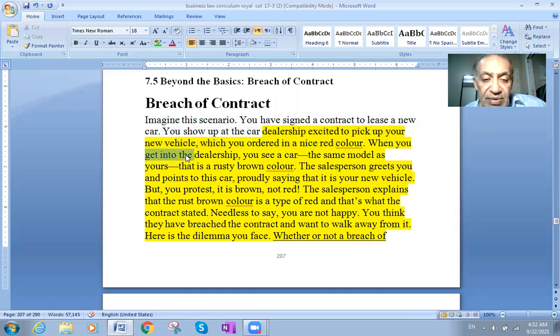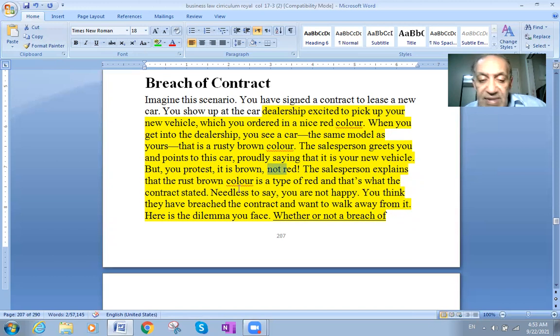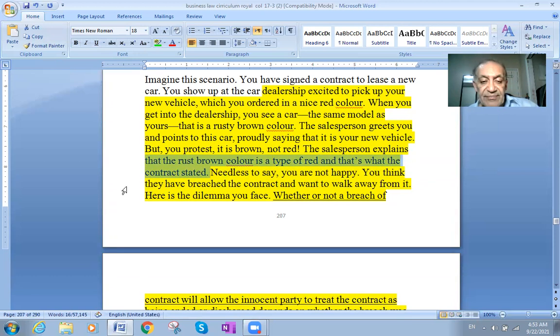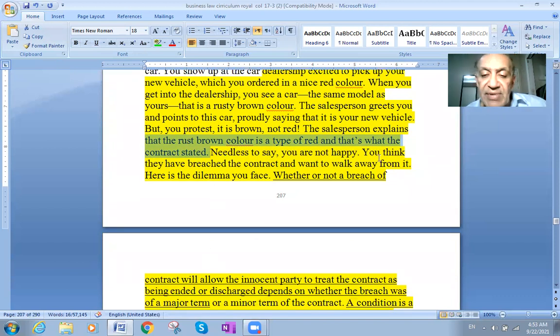When you get into the dealership, you see a car, the same model as yours, that is a dusty brown car. The salesperson greets you and points to this car, proudly saying, that is your new vehicle. But you protest, it is brown, not red. The salesperson explains that the rust brown color is a type of red, and that is what the contract stated. Needless to say, you are not happy. You think they have breached the contract and want to walk away from it. You want to say that because they give you a brown car, not a red car.